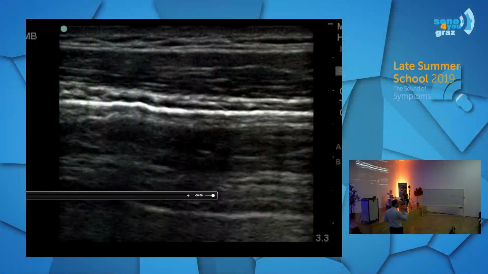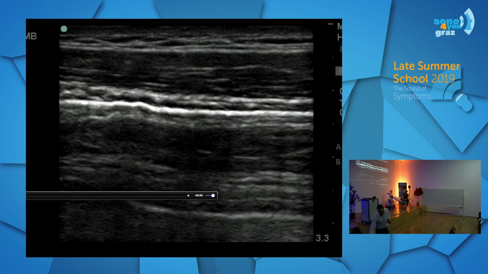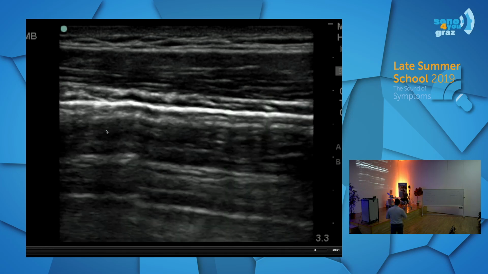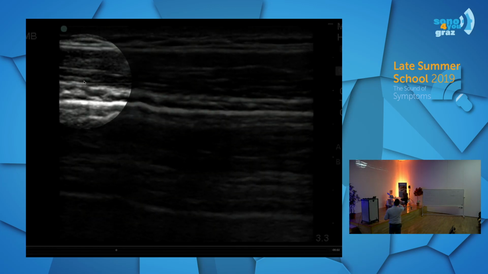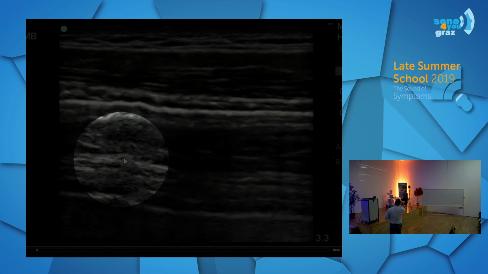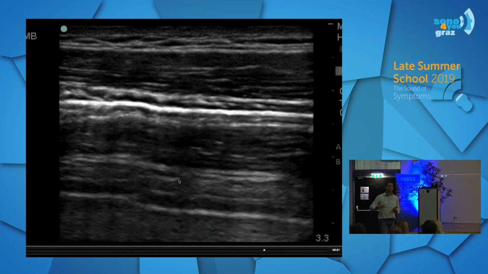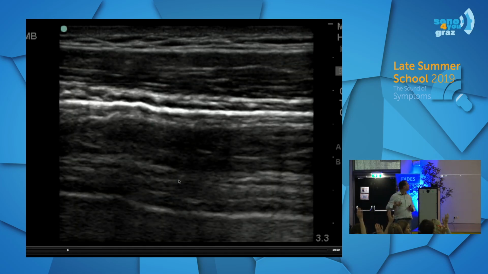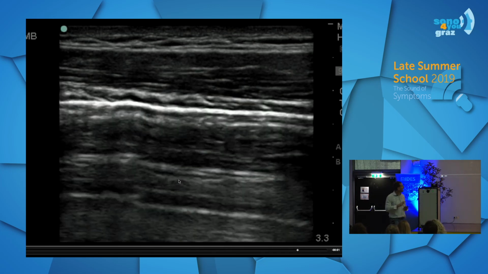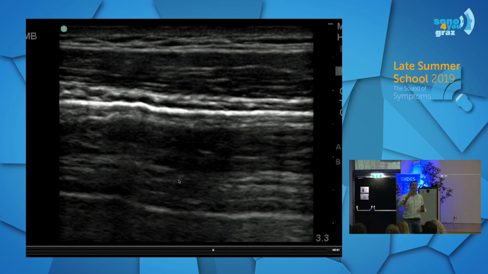Now tell me, which one is the pleural line? Which one was supposed to slide? This one? This one? Or this one? A, B, C, D. A, how many hands? B. Okay. C. D. Okay. A or B. How can you know? Exactly. Only with the ribs.